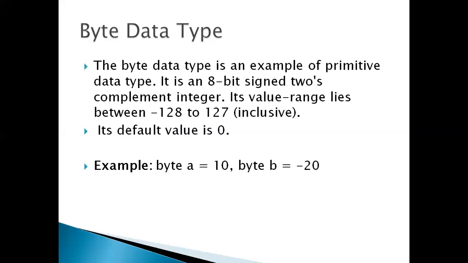An example is byte A is equal to 10 or byte B is equal to minus 20. These are two examples where A and B are the variable names and byte is the data type.